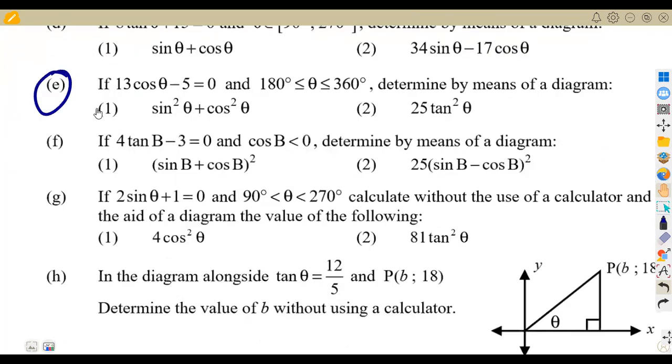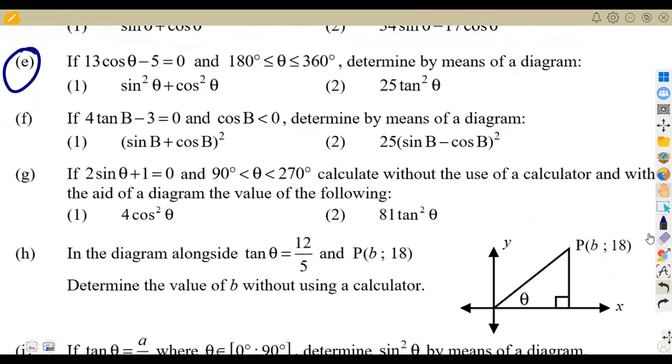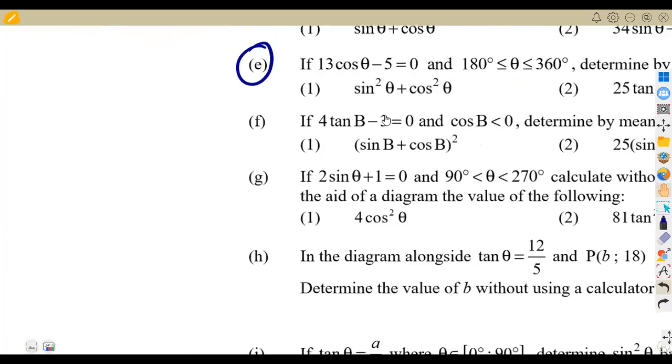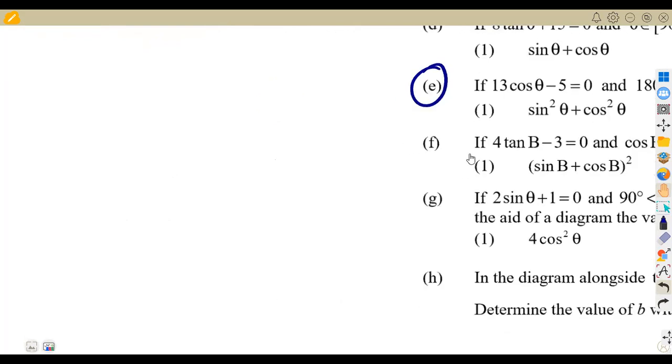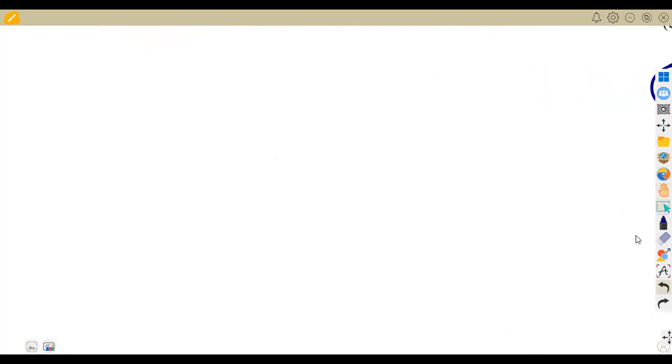We are given that 13 cos theta minus 5 is equal to 0, and theta is greater than or equal to 180 but less than or equal to 360 degrees. Theta is taken from 180 to 360. Again, it is similar, but you're going to see that because of this part here, it is going to be a different quadrant. So it's 13 cos theta minus 5.